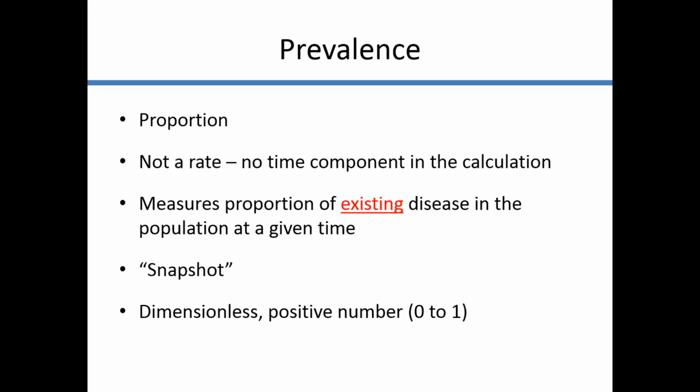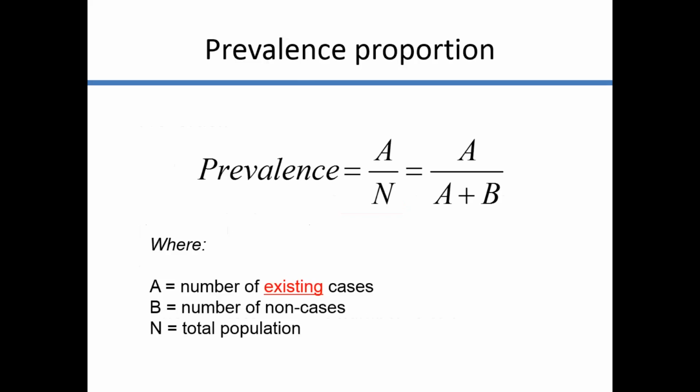If my town has 100 people and 30 people have a given disease like diabetes, what's the prevalence? It's 30 divided by 100, or 0.3. Multiply that by 100 to get a percentage, 30%. 30% prevalence. Okay, so prevalence is A over N, where A is the number of existing cases and N is the total population. And N can be divided into the number of existing cases plus the number of non-cases. So it's the total population, obviously.